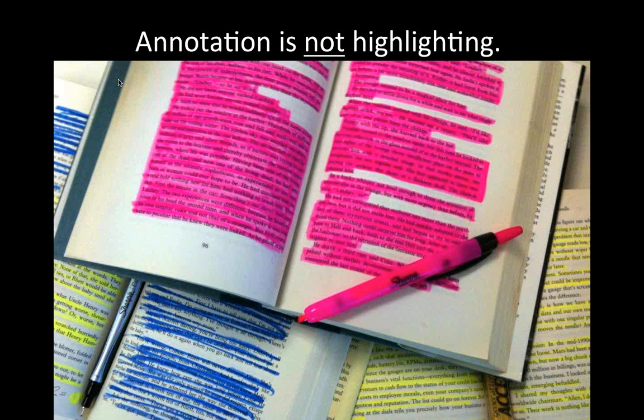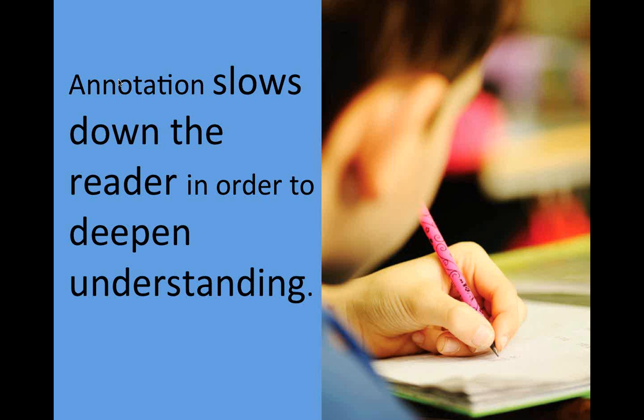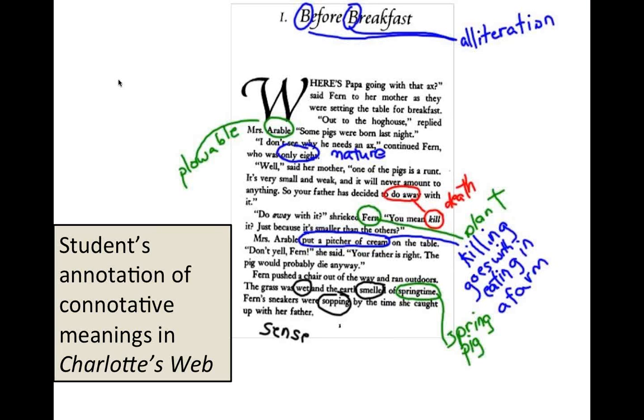I'm not talking about highlighting. That's an overuse. That's just reading as your eyes go by, the highlighter goes by. I am talking about slowing down the reader through annotation to deepen the understanding. Here's an example of a student's annotation after multiple reads of Charlotte's Web. You can see where the page ends, and the teacher copied it on a larger piece of paper so students could write. This tells you a ton about the student's thinking while the student is reading.